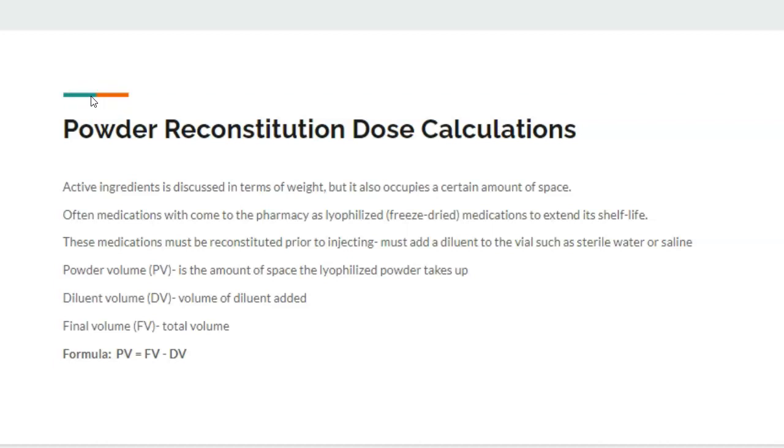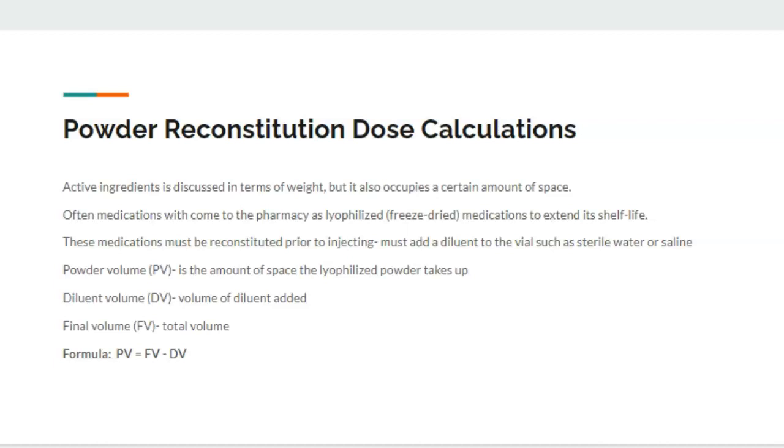It's just for shelf life. But you got to understand that that powder takes up a space. There's a volume to that powder. So sometimes you have to figure out what a powdered volume is, the amount of space that dried powder takes up. The diluent volume is the amount of diluent that you add. And usually you find out, well, how much diluent do I add to reconstitute a powdered volume?